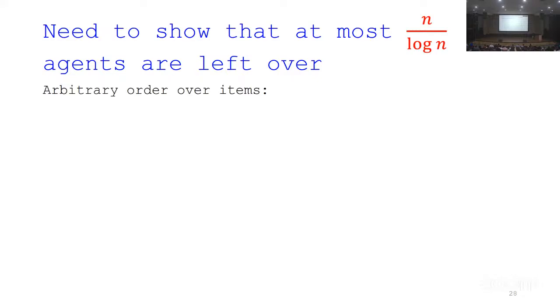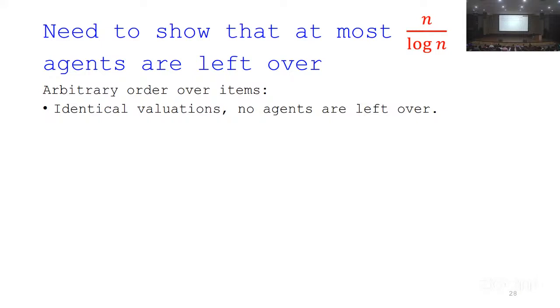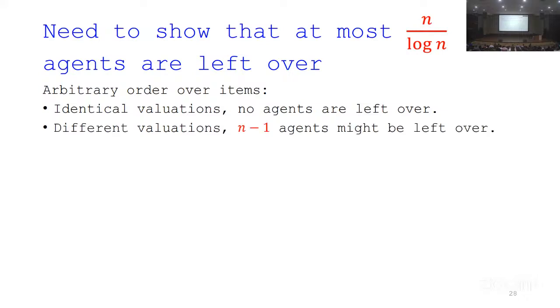So let's see why we expect this to happen. If we have an arbitrary order over the items and identical evaluations, it's easy to see that every agent would get items and we will not have the second phase of the algorithm at all. But if they have different valuations, then it might be that for the first agent, all the items that he values were towards the end, and when he scanned the list of items, he cut it towards the end, and then the other agents don't have enough. Maybe their items were at the beginning, they're good items, and they don't get anything, and a lot of agents remain. So for this reason, we needed the random order.